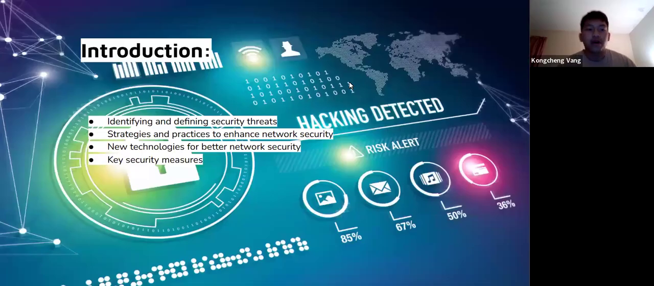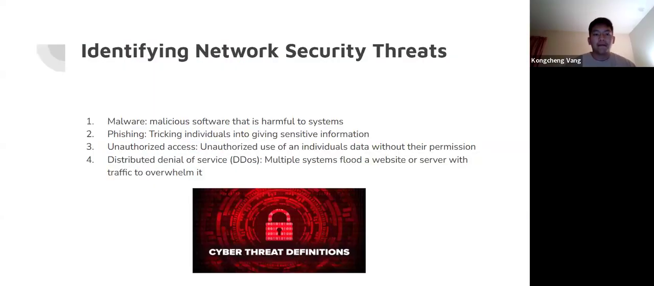Today we'll be talking about identifying and defining security threats, strategies and practices to enhance network security, new technologies for better network security, and key security measures. Firstly, identifying network security threats. There are 4 threats: malware, phishing, unauthorized access, and distributed denial of service, also known as DDoS.